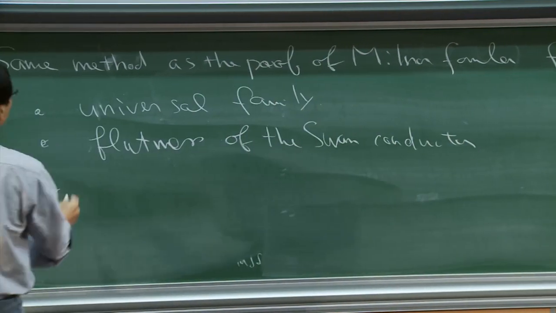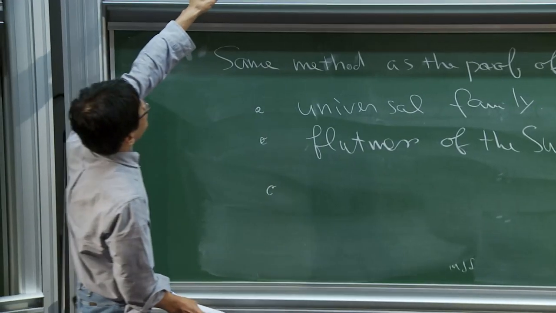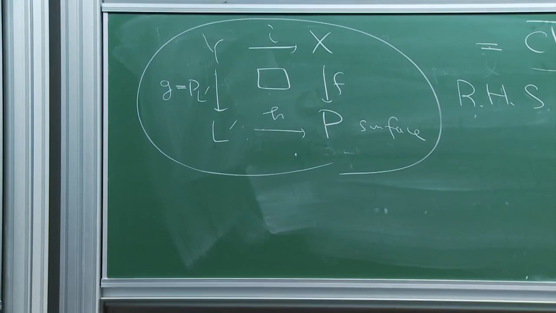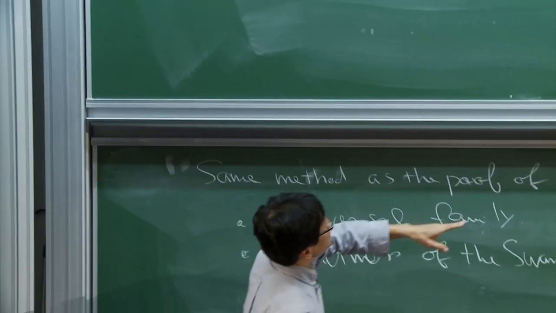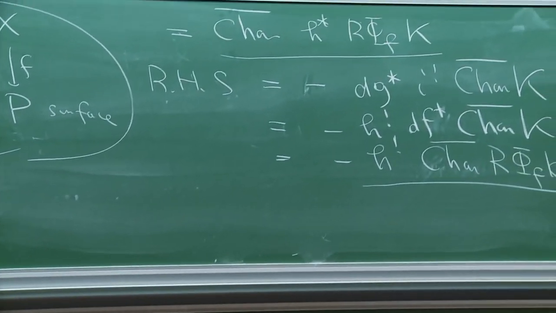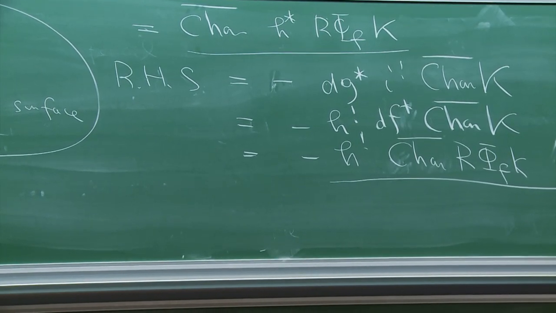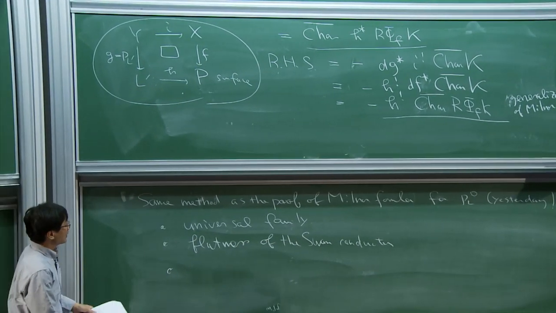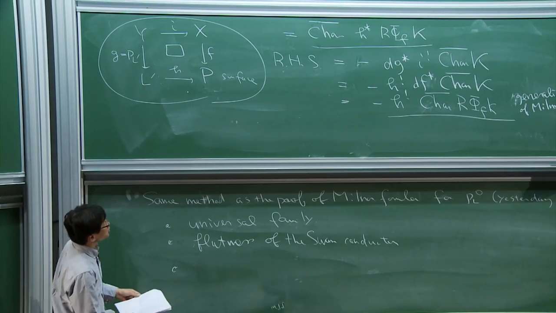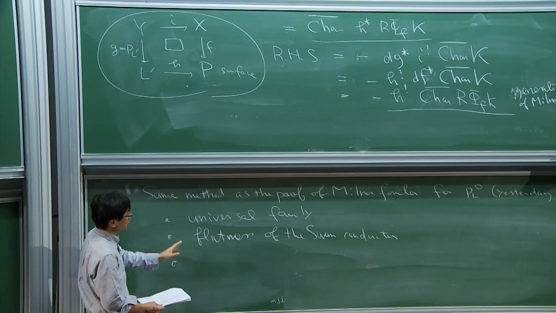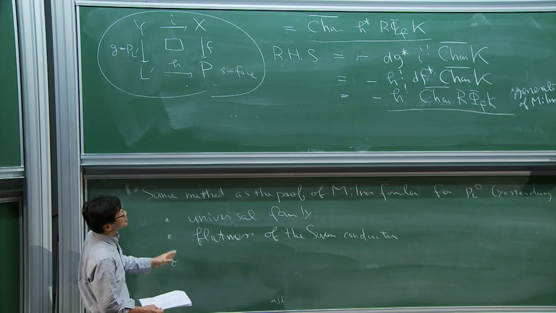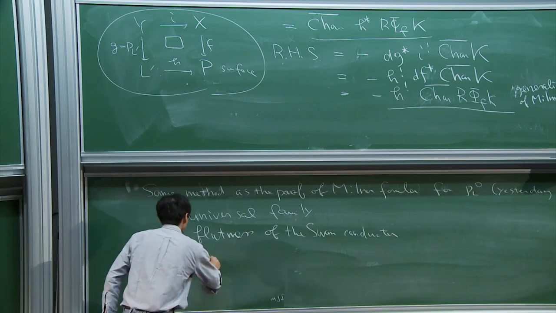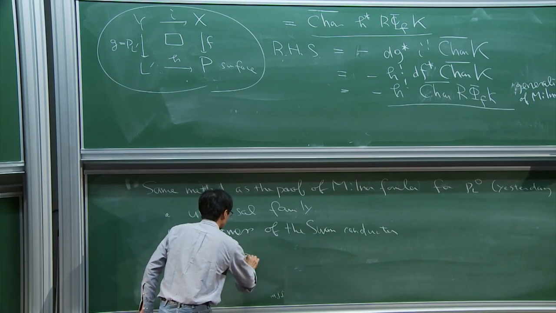And I need one more point. So we construct this diagram using a universal family, and we show that both sides are some values of flat functions, and by using the flatness of the Swan conductor, then we still need to do something more. Once you prove flatness, we are reduced to showing that we have equality on a dense open.